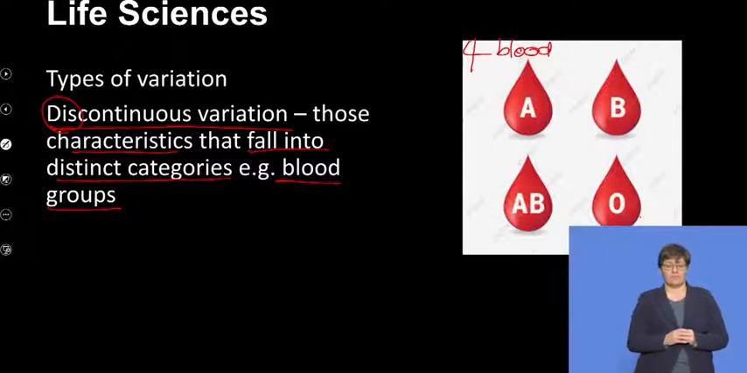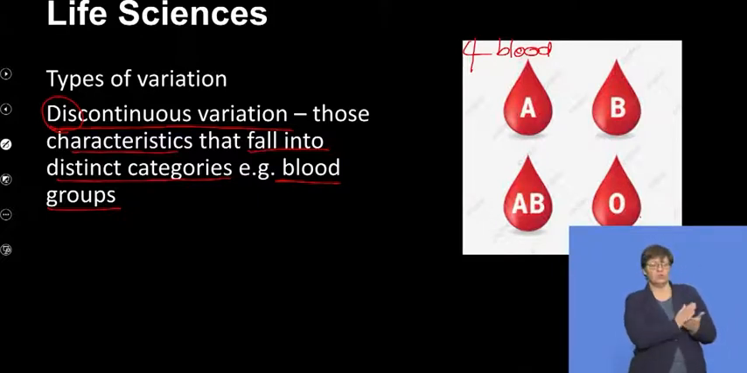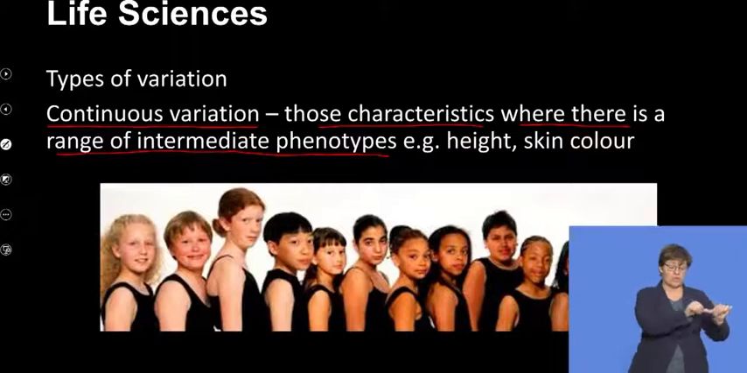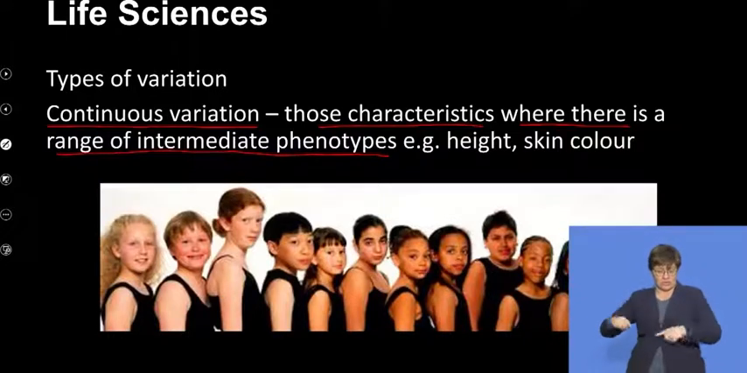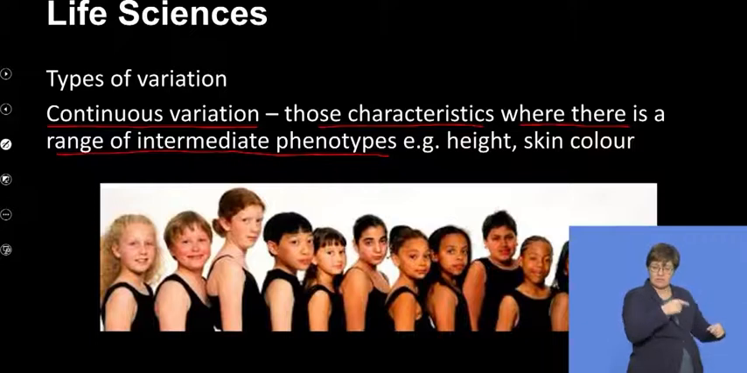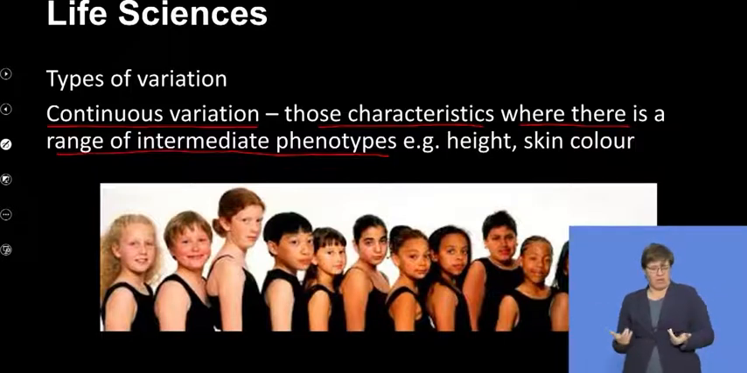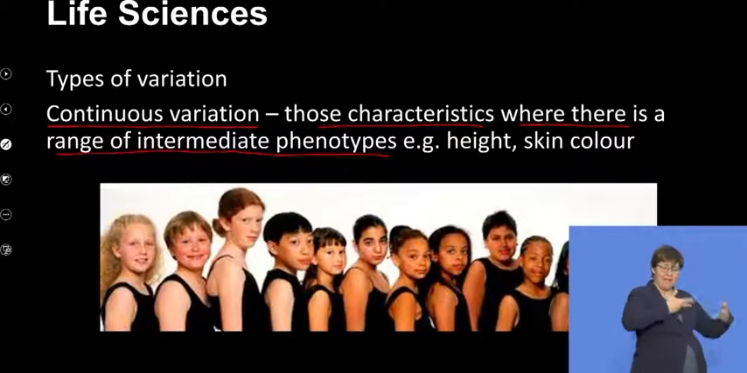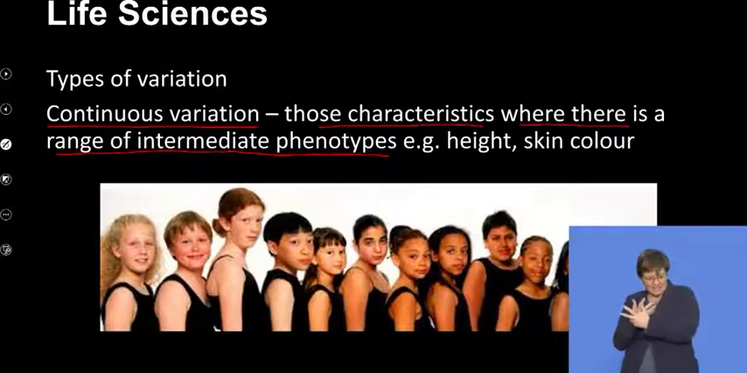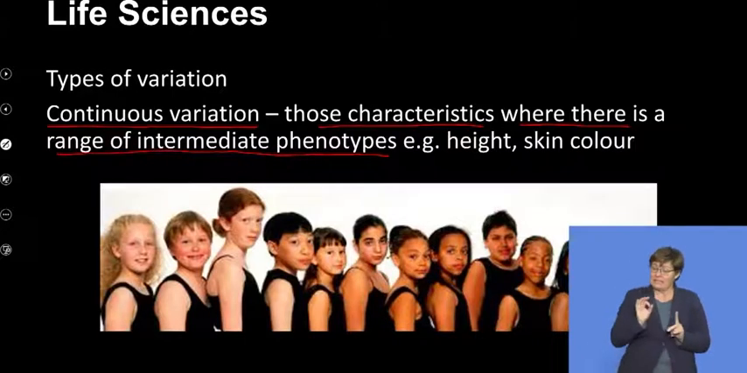All right, so let's go back and have a look just to make sure of the difference between continuous variation and discontinuous variation. Okay, so continuous variation, we said, is those characteristics where there's a range of intermediate phenotypes. So there's a continuation. If you have a look at height here, you can see these girls. Some of them are very short, and then there's one that might be a little bit taller, and they get taller and taller and taller, or even color of their hair. We might have very light hair, and so it gets darker as the continuum moves along. So that then doesn't put them into specific categories.